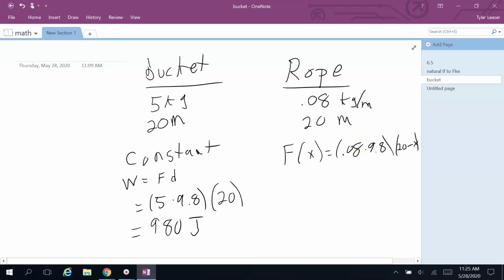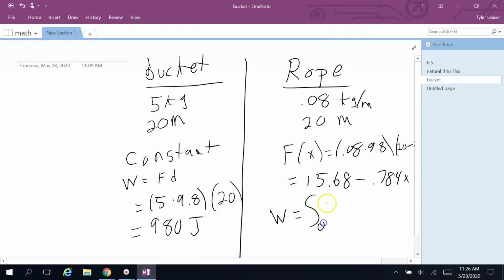So 0.08 times 9.8 is 0.784, and we're going to multiply that 0.784 and distribute it onto these two terms. So now my force, that number times 20, is 15.68 minus 0.784 times x. And then remember, to find the total work, we're just going to integrate over that. So we're integrating from 0 to 20, since that's how much of the rope we're pulling in. We're integrating 15.68 minus 0.784x dx.